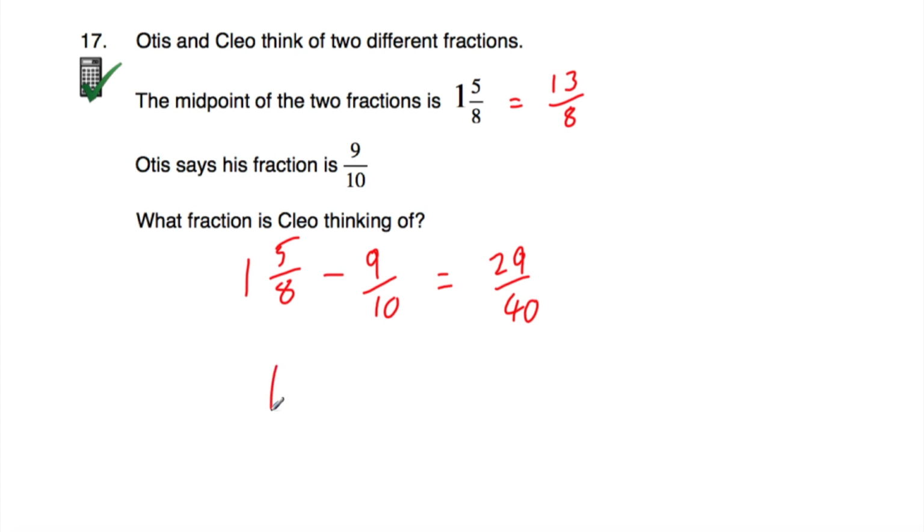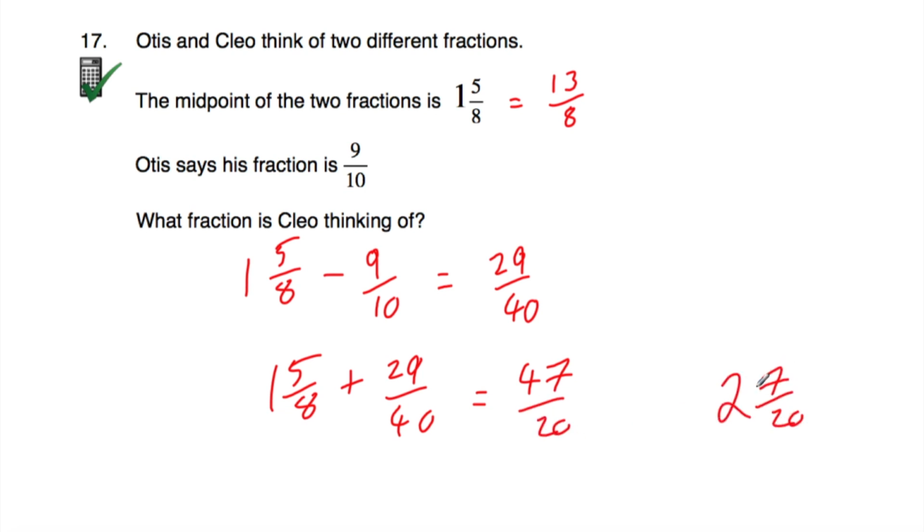So let's take the midpoint, which is 1 5/8, and let's add the difference between them, which is 29/40, and see what we get. And that's equal to 47/20, or as a mixed number 2 and 7/20, and that's it. So Cleo was thinking of 2 and 7/20.